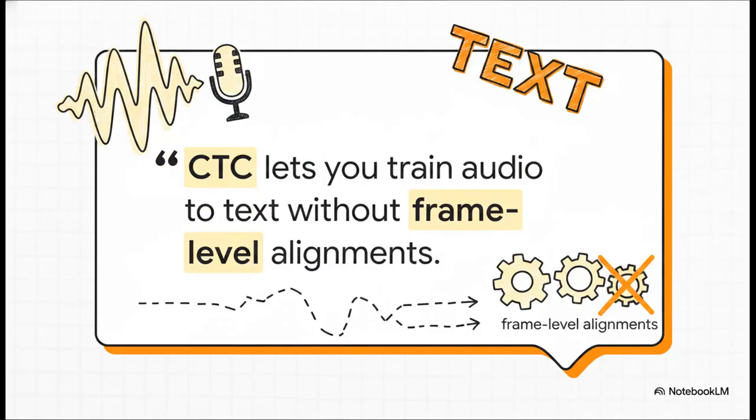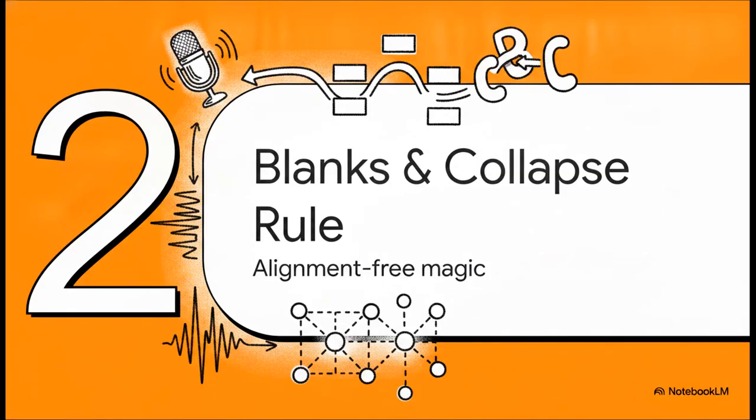I really want this to sink in, so we're making it the thesis of the day. CTC lets you train audio to text without frame-level alignments. Literally. If you remember absolutely nothing else for your next interview, remember that CTC is entirely alignment-free. It's essentially a loss and output layer that completely removes the need for those expensive, rigid frame-level alignment maps. It's a real game-changer. Moving right along to Section 2, blanks and the collapse rule. Let's see how this alignment-free magic works.